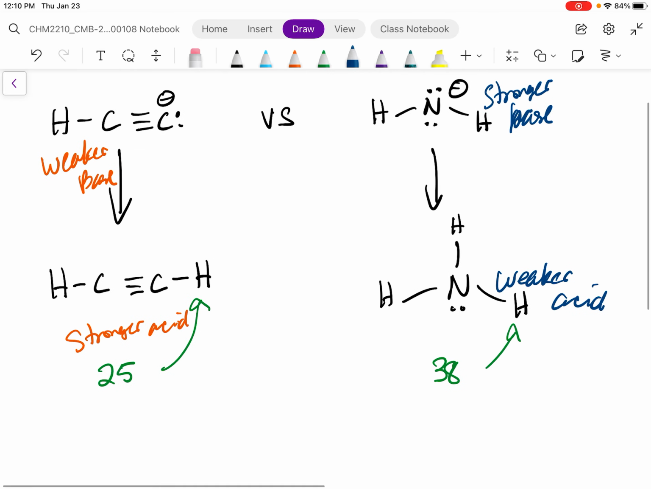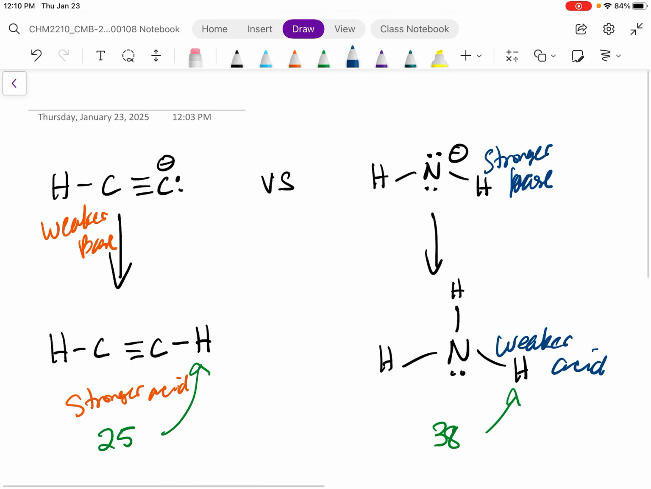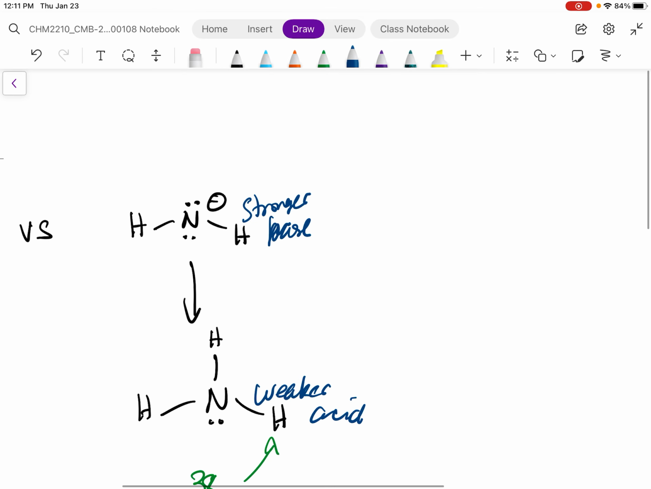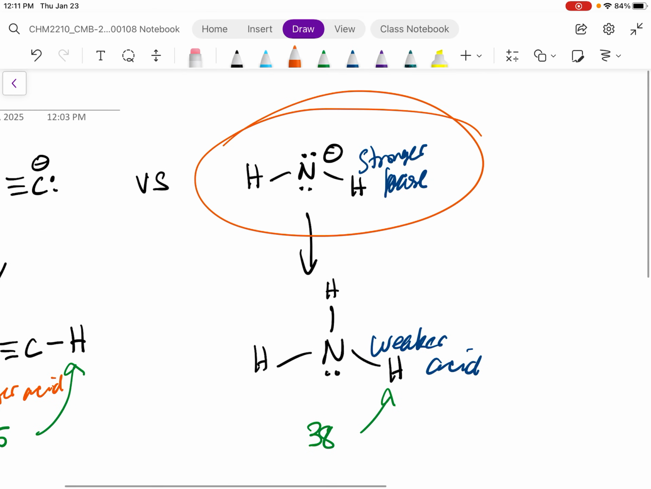So once we've identified that, then we can answer the question, right? What was the question that I asked? Which is the stronger base? Is that what I asked? So there it is. That's the stronger base in that particular example. Okay? Does that make sense? And that process?